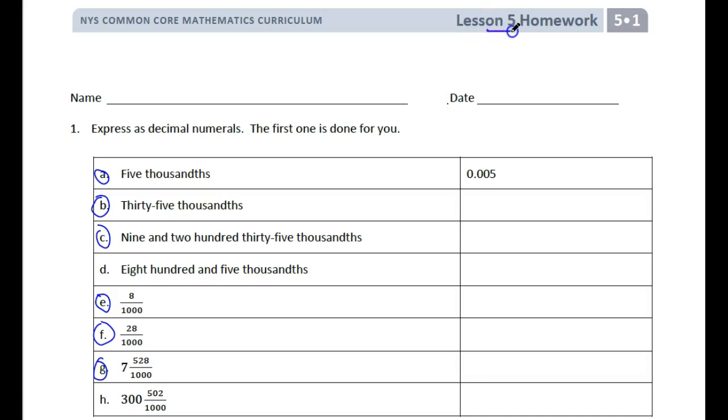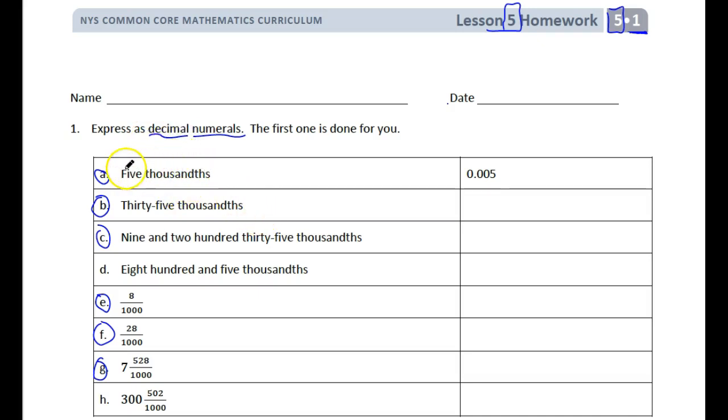Here's what we're looking at today. It says Lesson 5. And we can tell by looking over here that we are looking at 5th grade and that this happens to be the first module in the Eureka curriculum. When we take a look over here, it says express as decimal numerals. So numerals are where you actually have regular numbers. Like here's regular numbers. These ones are words, but it's saying that it wants us in numbers that have decimals in them. So we have to include decimals.